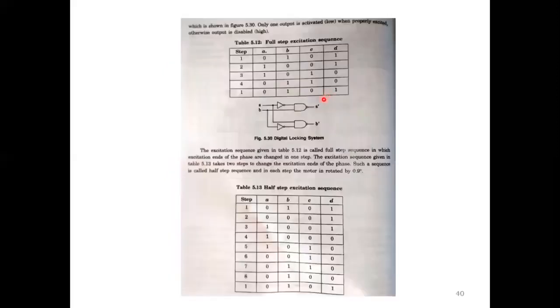We can use a full step excitation process or a half step excitation process. In full step excitation, each step rotates 90 degrees. For the first step we excite B and D only. In the second step, A and D. In the third step we excite A and C. Then in the fourth step we excite B and D. So each step rotates 90 degrees. But in half step excitation, each step rotates 45 degrees. If you want 45 degrees per rotation, you have to use half step excitation.